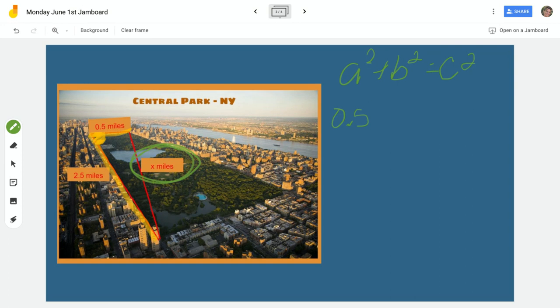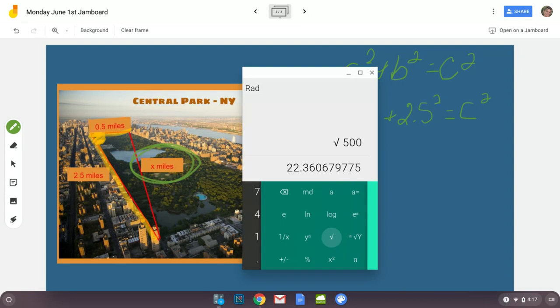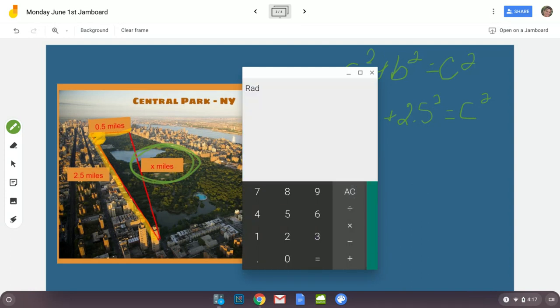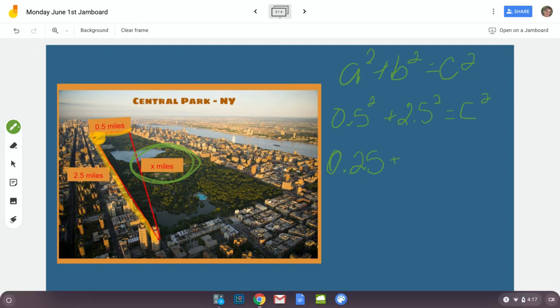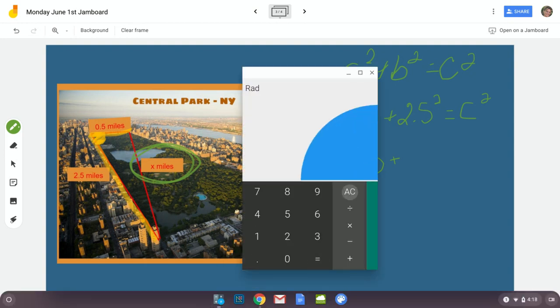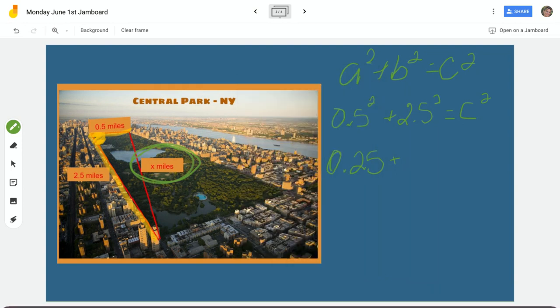0.5 squared plus 2.5 squared equals c squared. And if you don't know what 0.5 squared is, again, you can just pull up a calculator and do 0.5 times 0.5. And many of you already knew that, but it's 0.25. So I'm going to put 0.25 plus what is 2.5 times 2.5. Many of you may know that 25 times 25 is 625. So 2.5 times 2.5 is going to be 6.25.